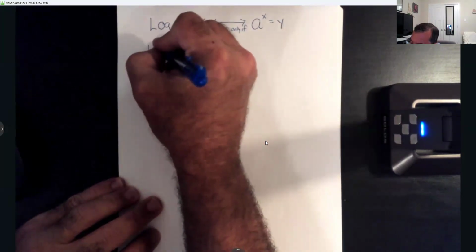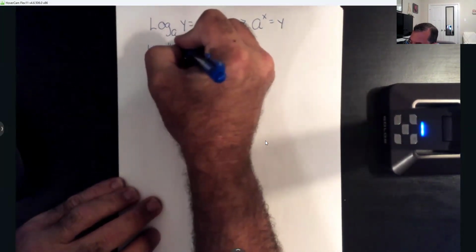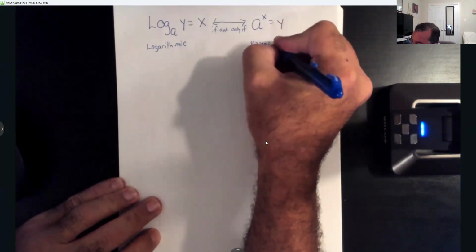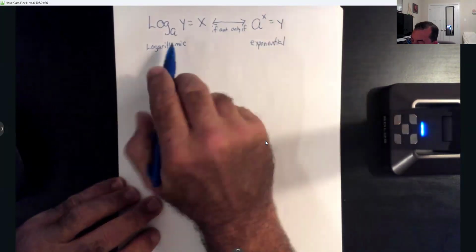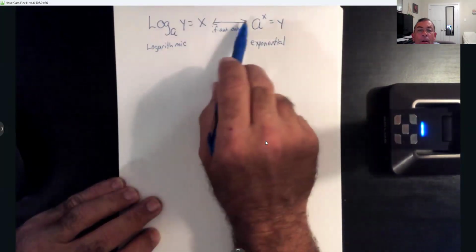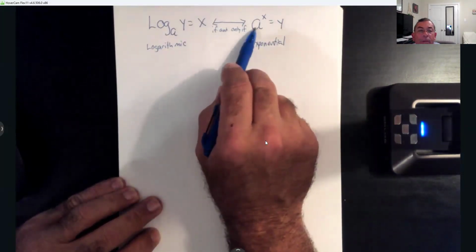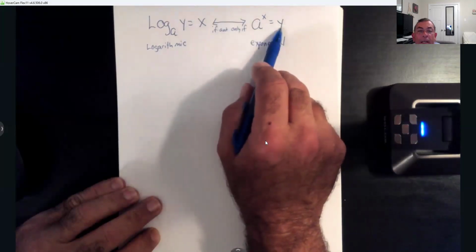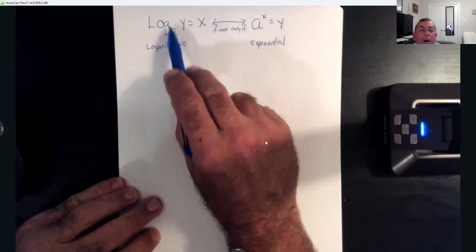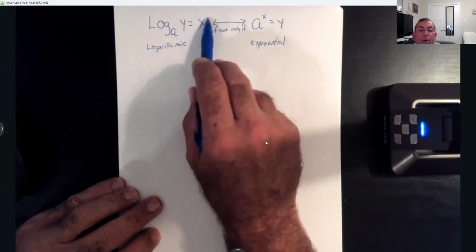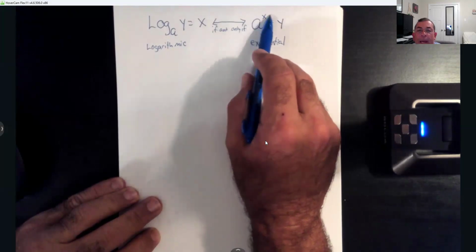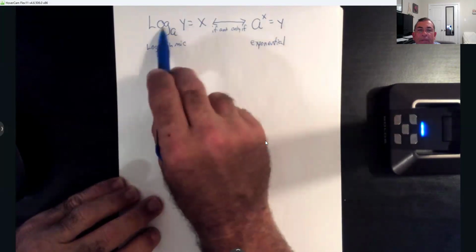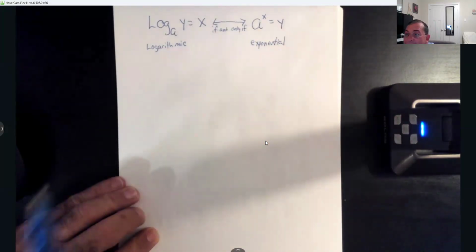This side is logarithmic. This side is exponential. But notice, the base of the log becomes the base of the exponential. The result of the log is the result of the exponential. And remember, log base A of y gave me the exponent of x. Well, there's my exponent of x. So I'll just use these conversions right here to go back and forth.